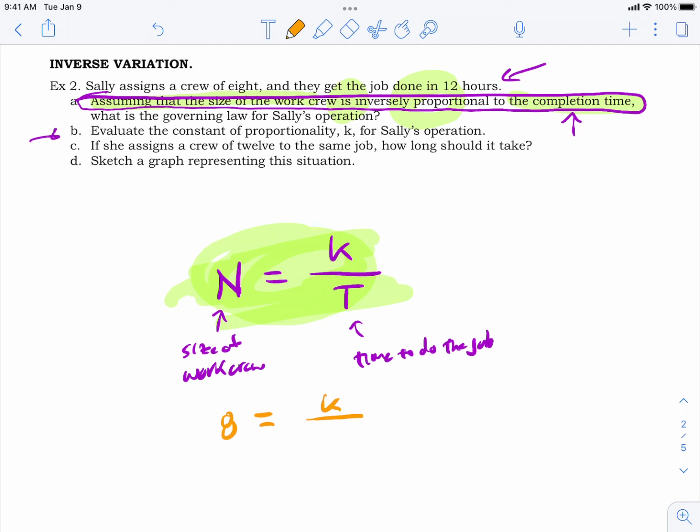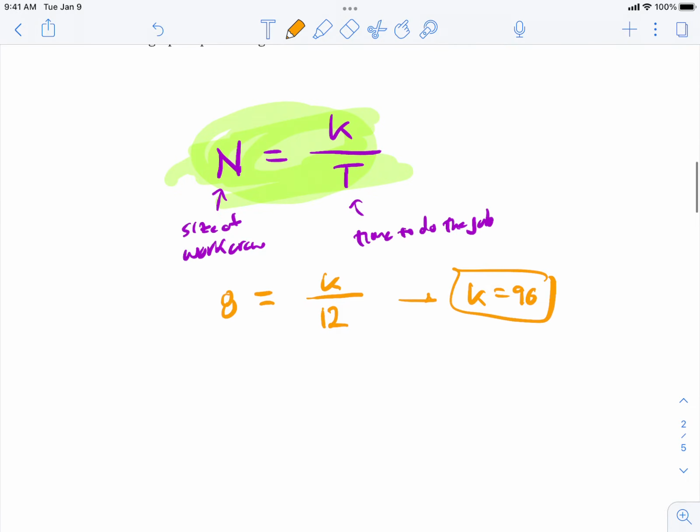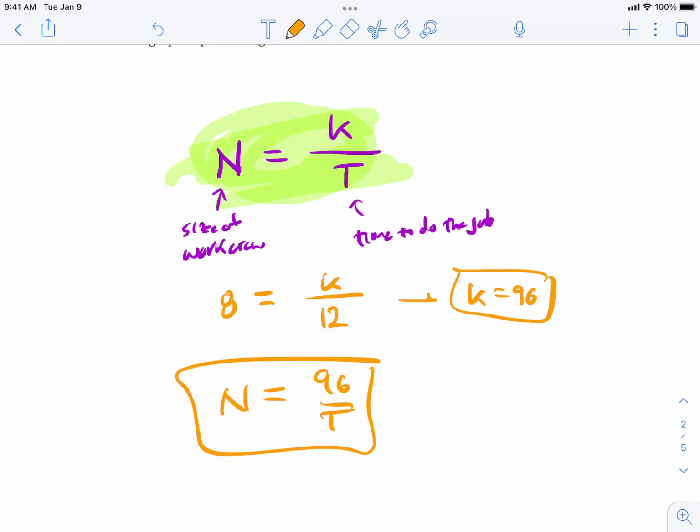When we had a crew of 8, it got done in 12 hours. So we knew the n, we knew the t. Now we can solve for the k. So notice you multiply both sides by 12. Basically, k is 96. And so that means for Sally's operation, n equals 96 over t. I solved for the k.